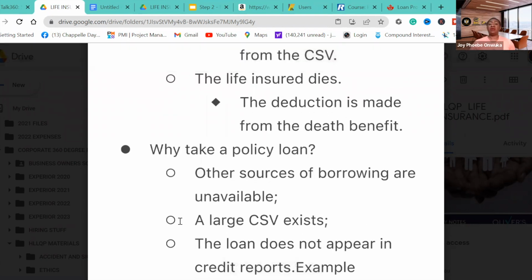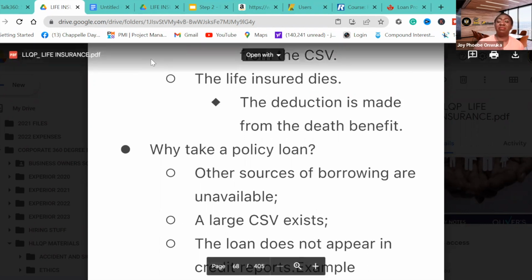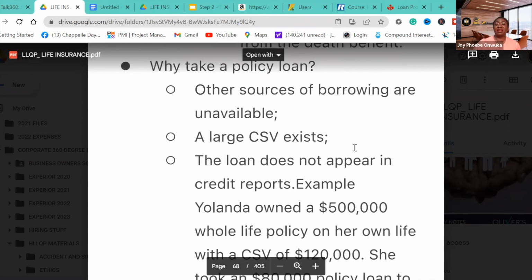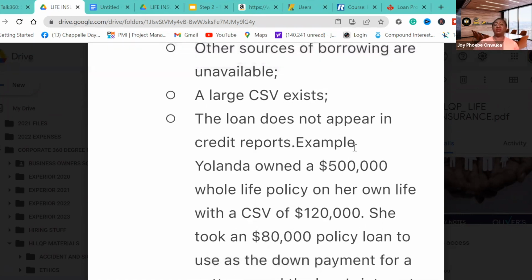Okay? Now, why take a policy loan? Number one, other sources of borrowing are unavailable. Number two, a large cash surrender value exists in your plan. Okay, so why keep the money there? Number three, the loan does not appear in credit reports.